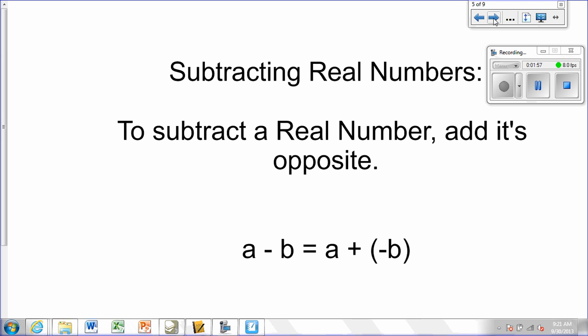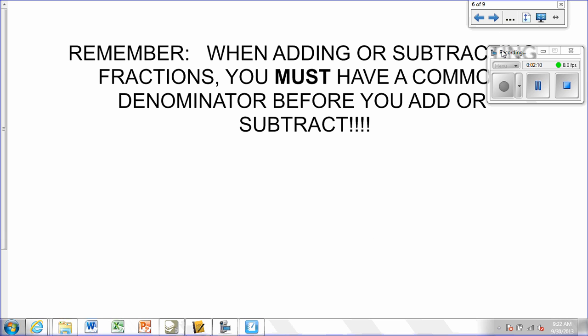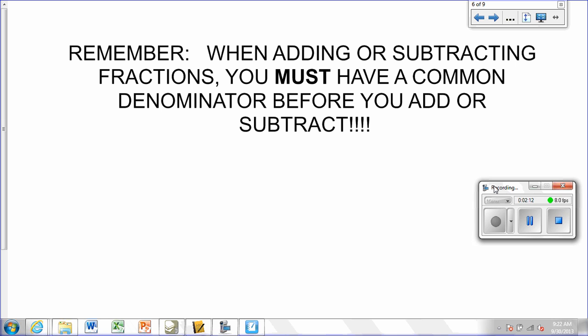When we subtract real numbers, you want to add its opposite. So a minus b actually becomes a plus the opposite of b. And remember, when you're adding or subtracting fractions, because fractions are part of real numbers, be them positive or negative, you have to have a common denominator before you add or subtract. It's very important. Don't forget it.